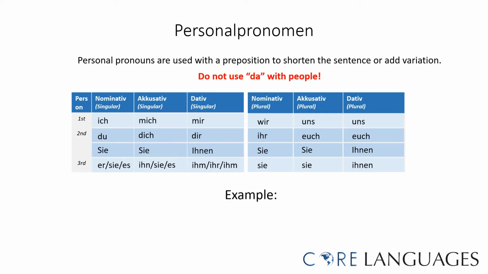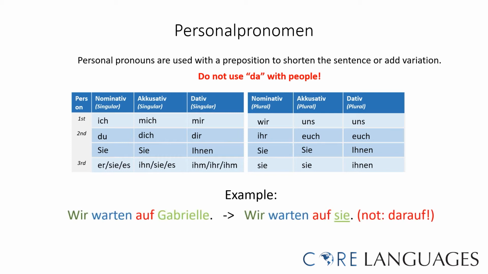Look at the following two examples using the word warten auf, to wait for. I can say, wir warten auf Gabriele. We're waiting for Gabrielle. And because Gabrielle is a person, I cannot use the da compound darauf. I can say, wir warten auf sie. We're waiting for her.